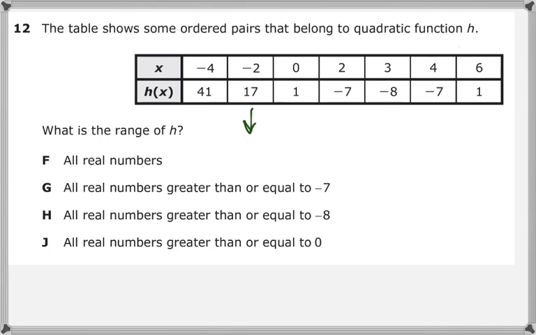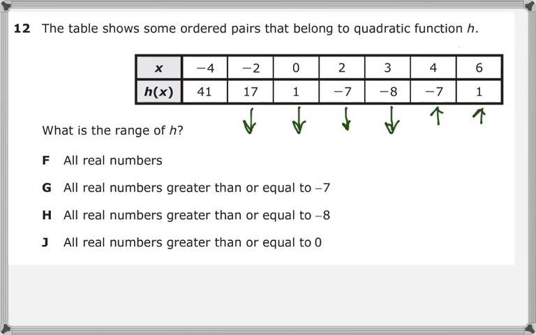Okay, and then from 17 to 1, it goes down again. Okay, and then from 1 to -7, it continues to go down. And then -8 goes down once more. Okay, and then we get to -7, so it's gone back up to -7. Okay, and then to 1. Okay, so it's increasing from here.